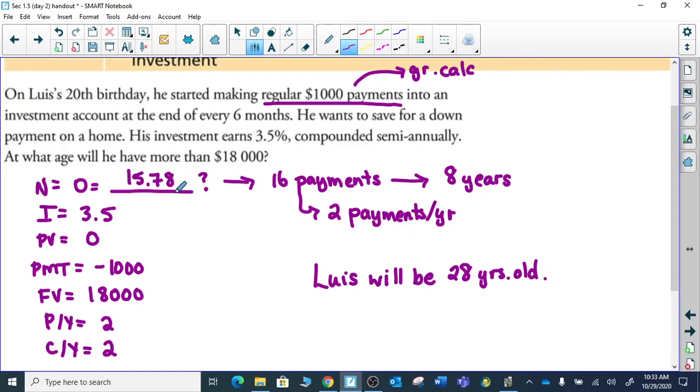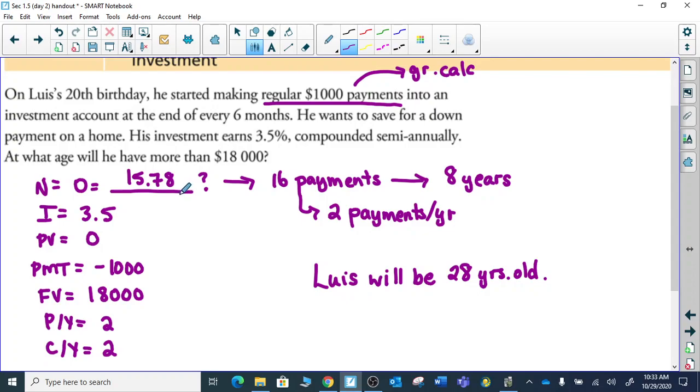So just to make note, when you are solving for n, it doesn't matter whether the number is a decimal. We always round up. If it would have been 15.07, let's say, it still wouldn't have been enough for 15 payments. We always have to round up to the next payment to make sure that we are going to reach our goal of, in this case, $18,000. We may have more by the time that 16th payment comes around, or the full 8 years, but we want to make sure that we have more, not less.